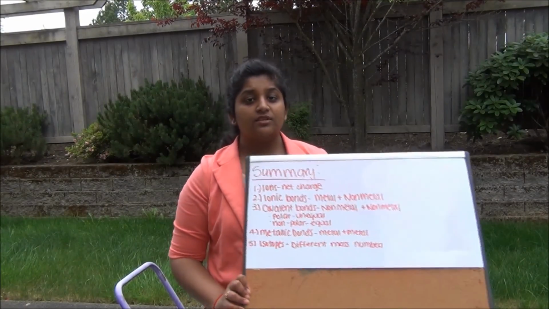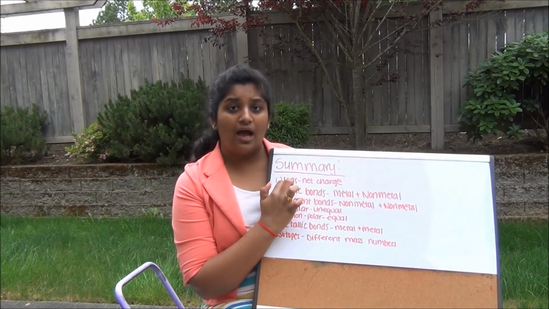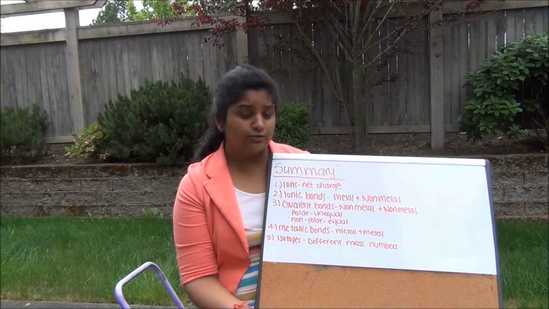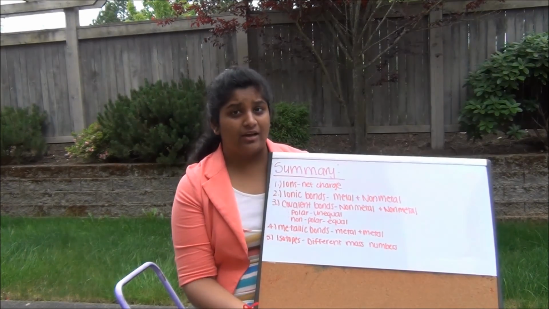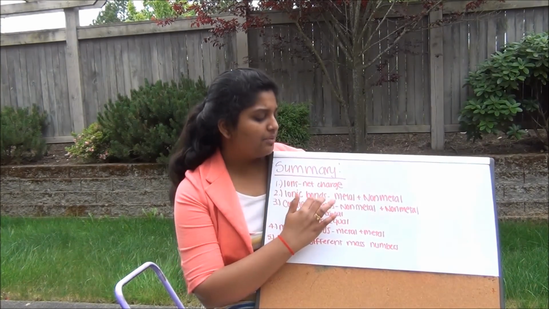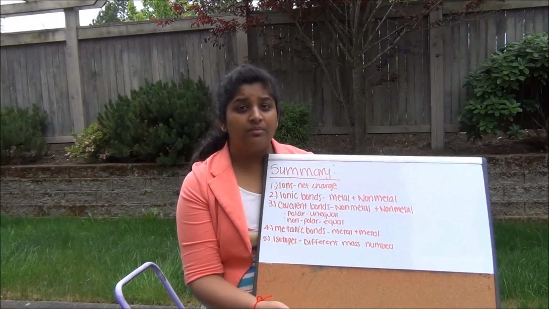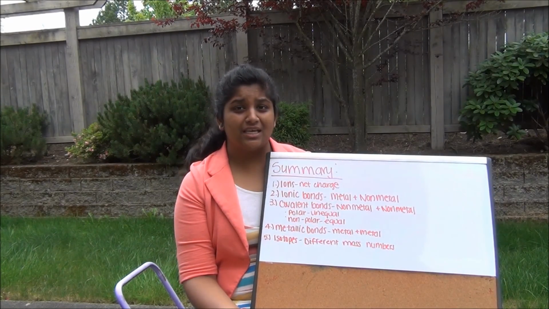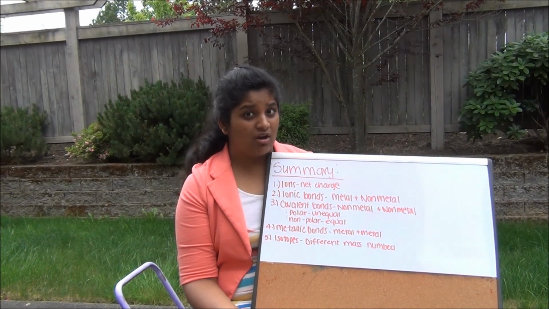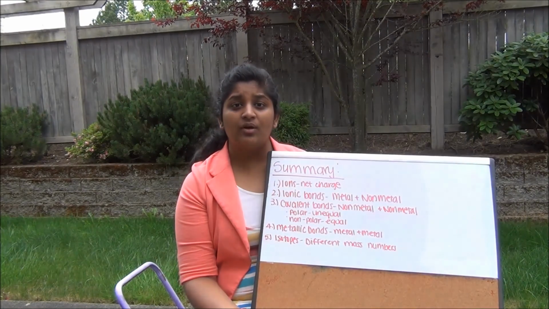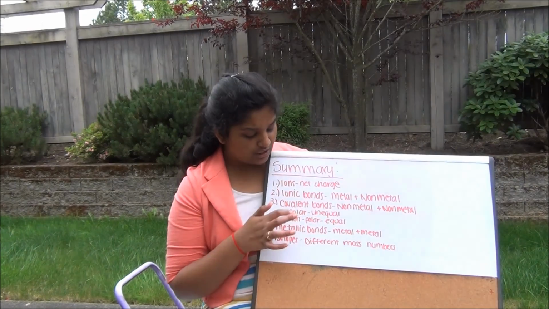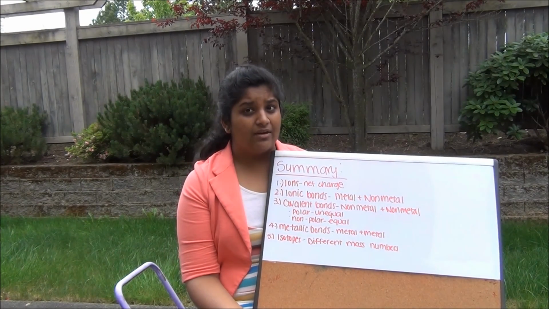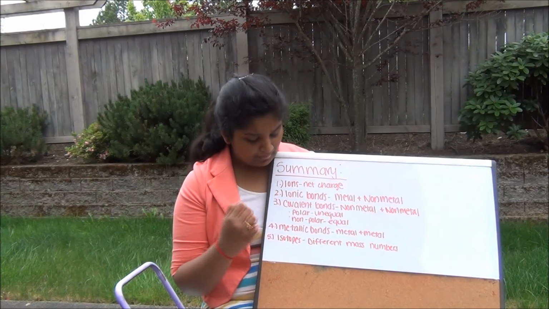Summary. So the summary of this video is ions, which are the loss or gain of electrons, which create a net charge in an atom or a molecule. Ionic bonds, which is a bond between a non-metal and a metal. Covalent bonds, which is the bond between a non-metal and a non-metal. In covalent bonds, there are 2 different types of bonds, polar and non-polar. Polar is unequal sharing, and non-polar is equal sharing.